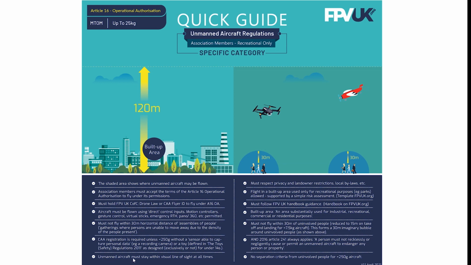You must keep the aircraft within visual line of sight at all times, and that applies under all the rule sets. You must always keep your drone within visual line of sight.